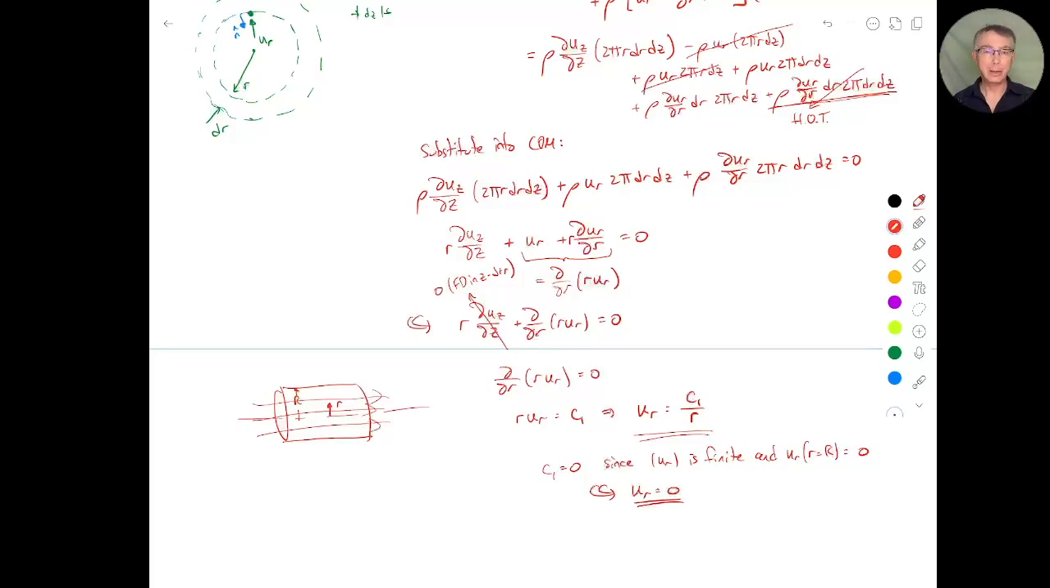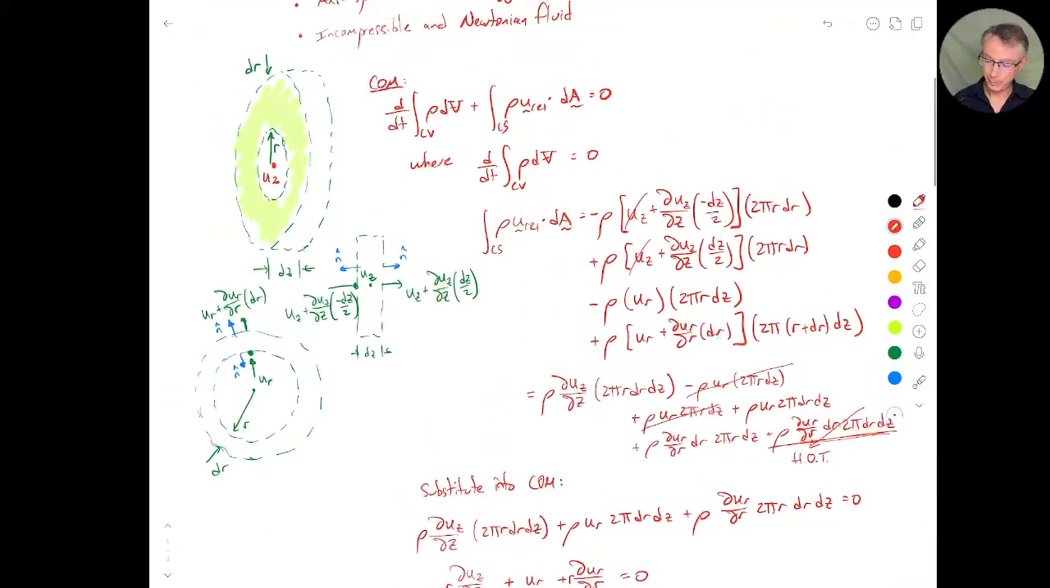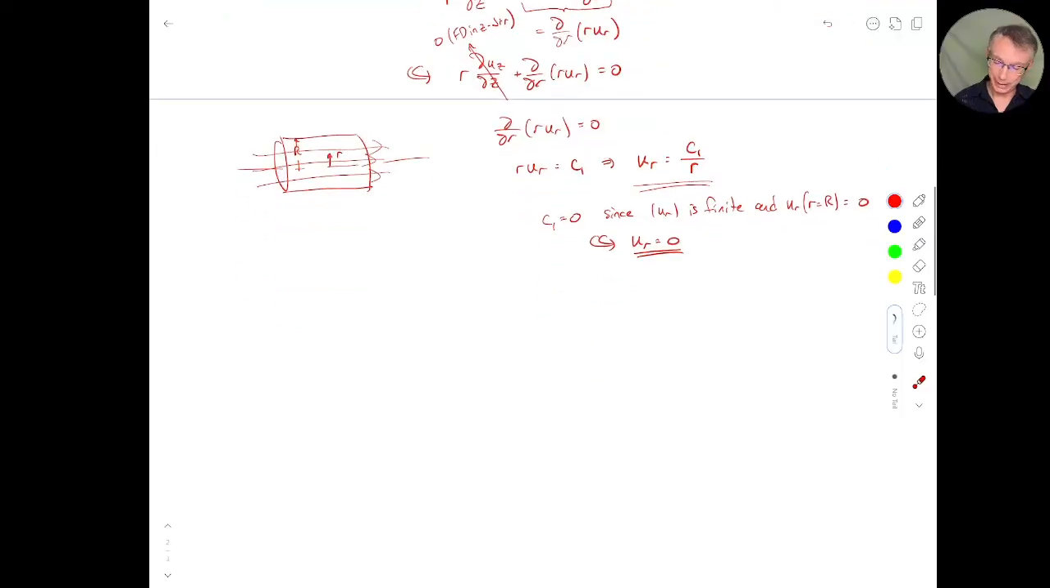Okay, now let's move on to see what the linear momentum equation gives us. So we're going to use the same control volume up here. It'll look like the same picture here, but now we're going to apply the linear momentum equation in the z direction to that. So let's write that out. Again, there's just a lot to write, so let's spend a few moments and get it all written down.